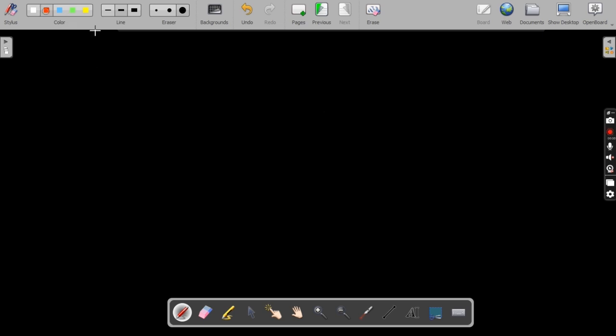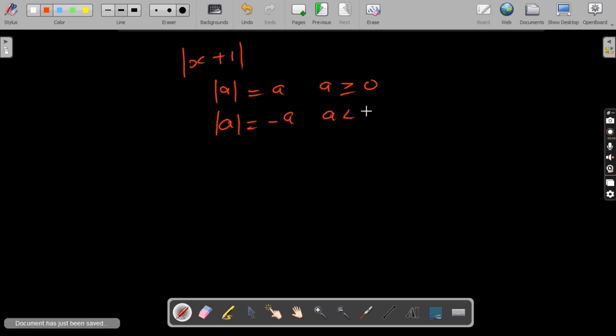So this is what we are asked. We're asked to find the absolute value of x plus 1. Now with this there's no restriction, so we have to cover both cases. So the absolute value of any value a will be the positive value of a if a is greater or equal to 0, or it's going to be the negated value of whatever is inside the absolute sign if a is less than 0.